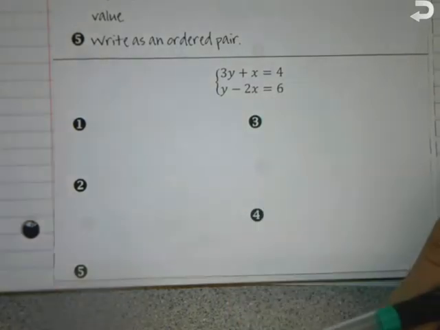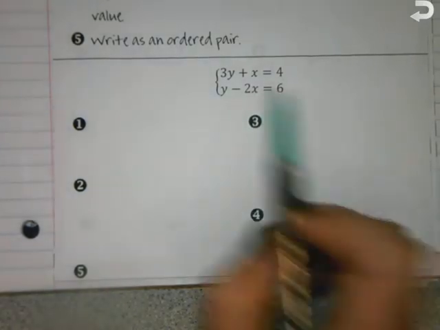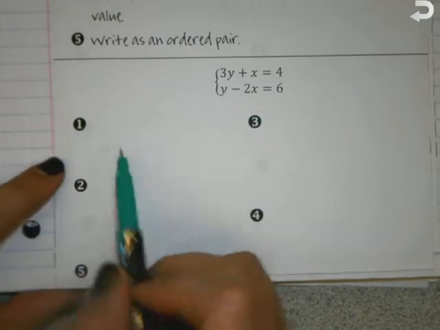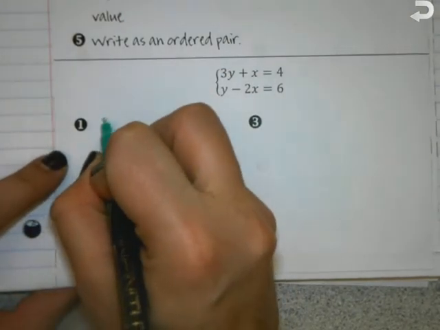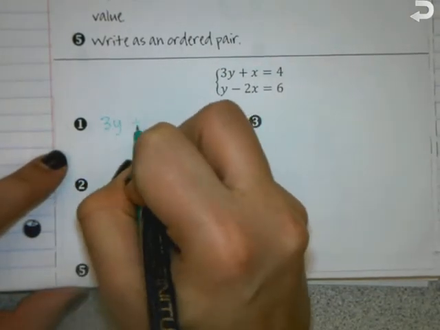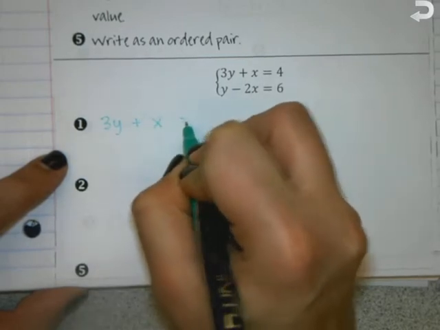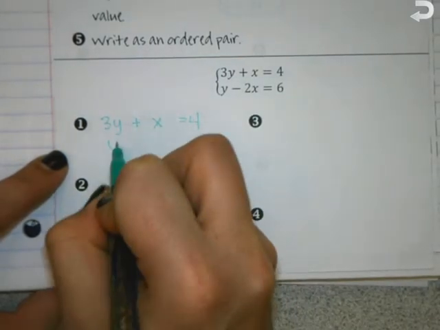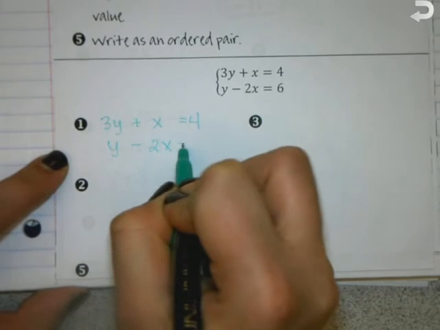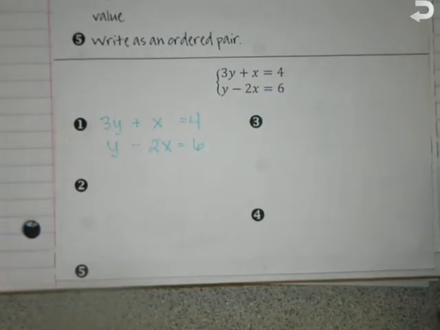So your first step was to line them all up. Now, I know they're already lined up here, but let's rewrite it next to step 1. And I would give yourself a little bit of space. So 3y plus x equals 4, and line it up, y minus 2x equals 6. So all we did is line them up.